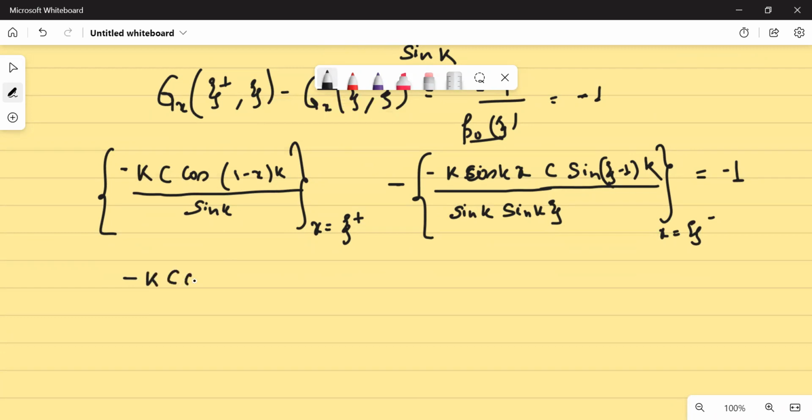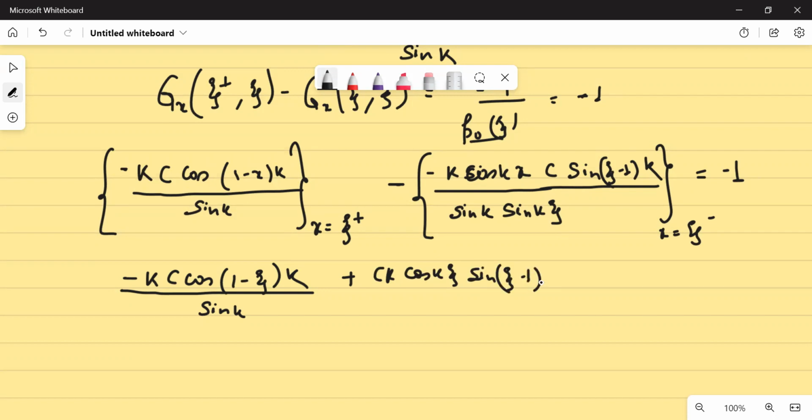Now, if I just use all these things, what will I get? I will get minus kc cos 1 minus zeta k divided by sine k. And then this minus minus becomes plus. So it will become k cos k zeta c sine zeta minus 1 k divided by sine k and sine k zeta. I hope it is clear. If everything is fine in that case, it will be equal to minus.